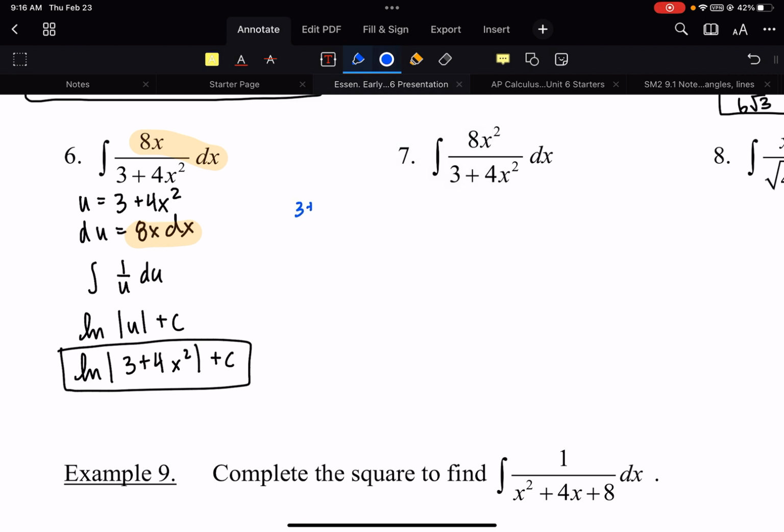So I have 3 plus 4x squared divided by 8x squared. So I'm going to multiply that binomial by 2. So I get 8x squared plus 6. I'm going to subtract all of that, and I get negative 6. So I end up with 2 minus 6 over 3 plus 4x squared. I'm going to go ahead and rewrite my integral now. Now it's just 2 dx minus the integral of 6 over 3 plus 4x squared dx.